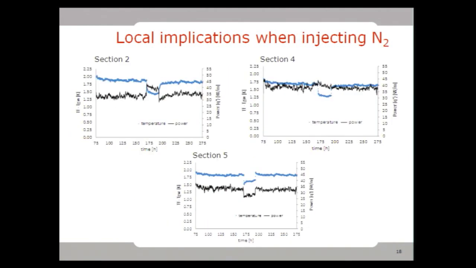What happened locally, I am illustrating with these 3 charts. Section 2 is above the nitrogen injection point. Section 4 is exactly by the injection point, and Section 5 is under the injection point.